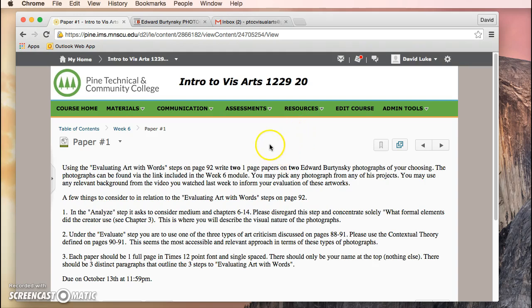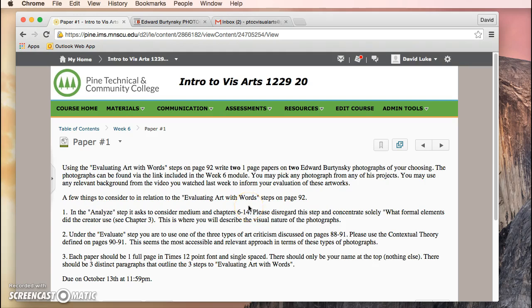I want to go over this paper and read over it as I would in a face-to-face class to clarify, make sure you understand where we're headed with this. There's kind of a lot of steps and some particular requirements, so I want to make clear what my expectation of this paper one is.